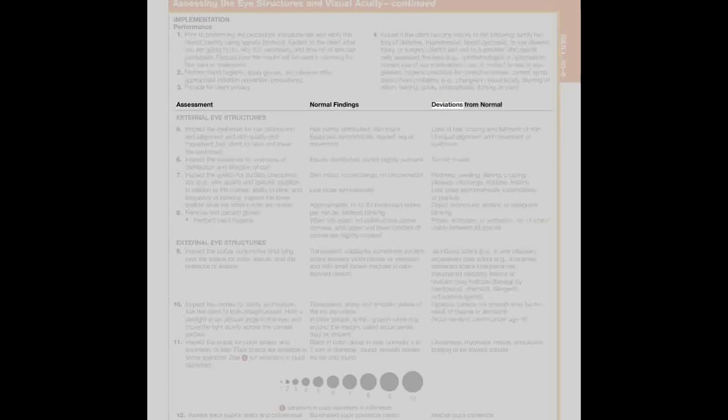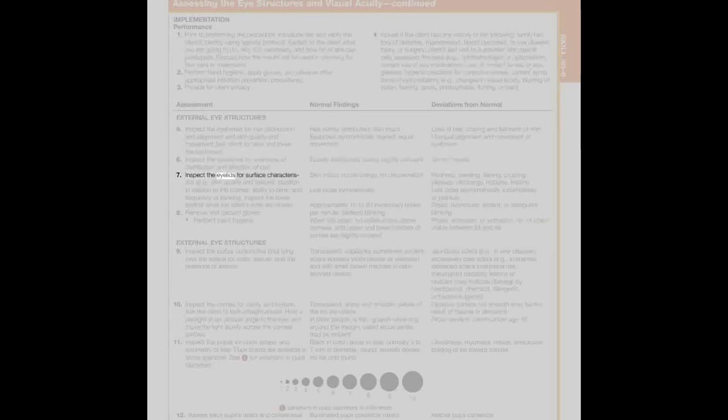Assessment normal findings deviations from normal. External eye structures. 5. Inspect the eyebrows for hair distribution and alignment and skin quality and movement. Ask client to raise and lower the eyebrows. Hair evenly distributed, skin intact, eyebrows symmetrically aligned, equal movement. Loss of hair, scaling and flakiness of skin, unequal alignment and movement of eyebrows. 6. Inspect the eyelashes for evenness of distribution and direction of curl. Equally distributed, curled slightly outward, turned inward.